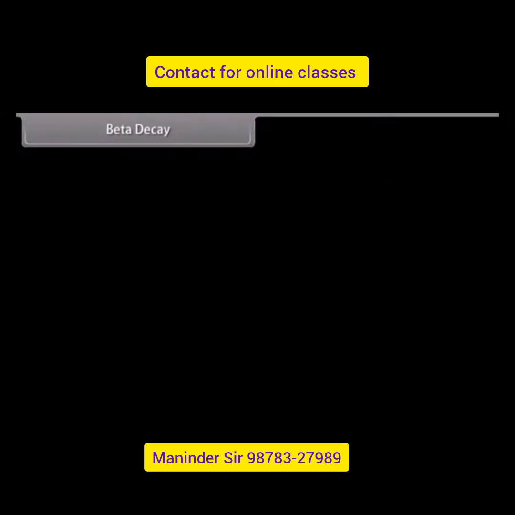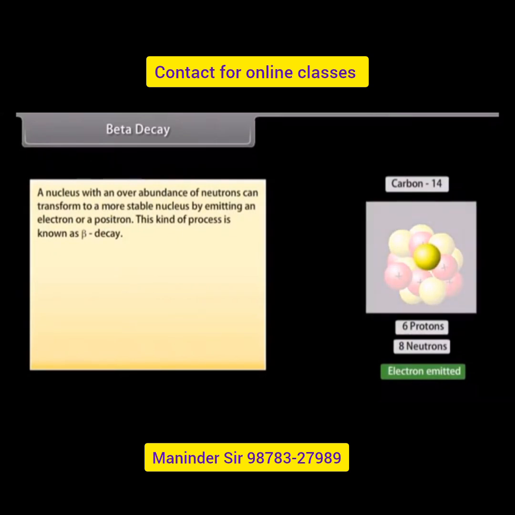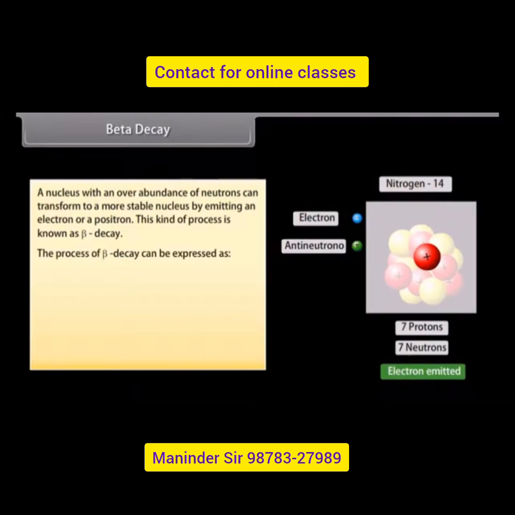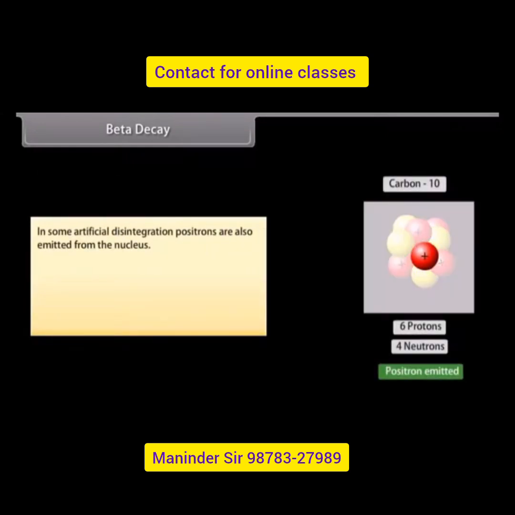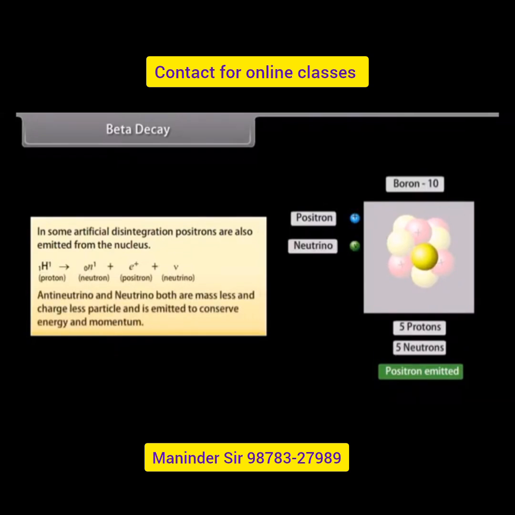Beta decay. A nucleus with an overabundance of neutrons can transform to a more stable nucleus by emitting an electron or a positron. This kind of process is known as beta decay. This process can be expressed as, where beta is the beta particle and ν̄ is the antineutrino. For example, in some artificial disintegrations, positrons are also emitted from the nucleus. Antineutrino and neutrino are both massless and chargeless particles, emitted to conserve energy and momentum.